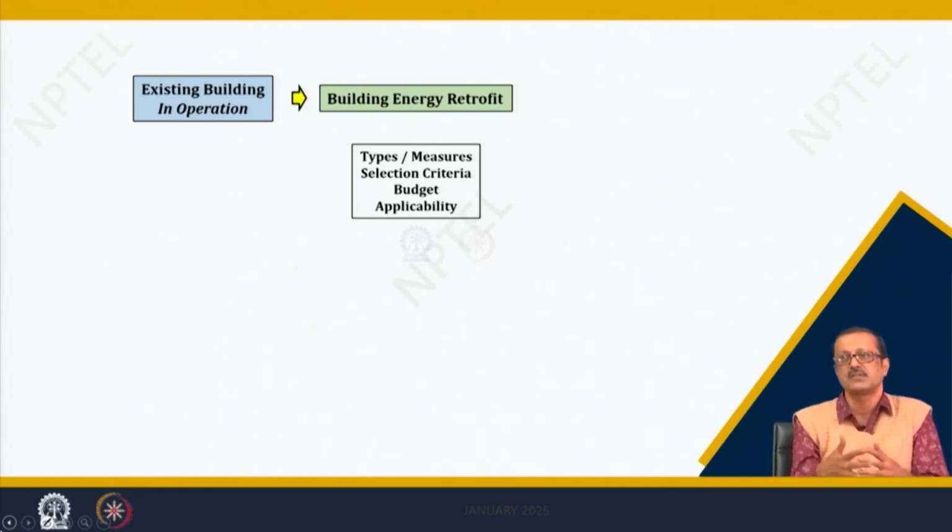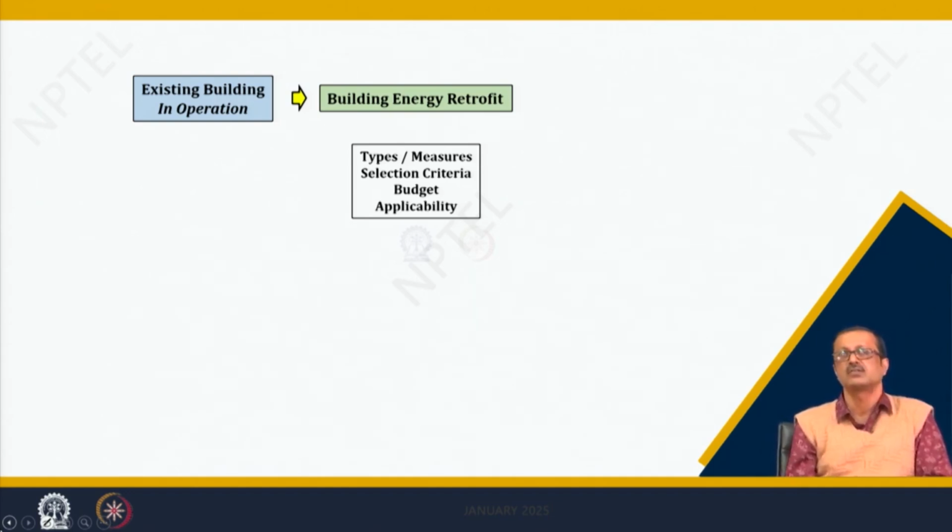Because there may be some functional issue, the function of the building may be disrupted by that additional measure. For example, suppose a rooftop is used for some purpose, such as dining. The rooftop may be used for a restaurant, a rooftop restaurant or so.